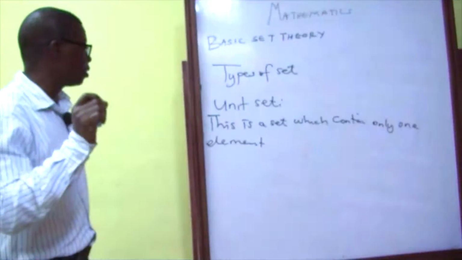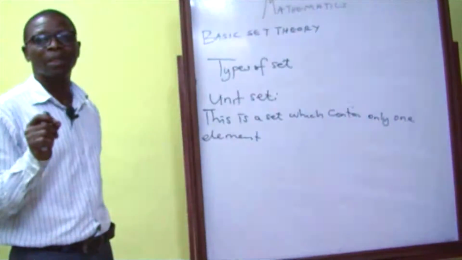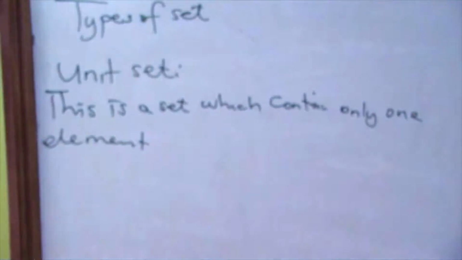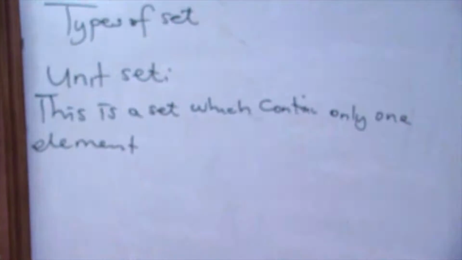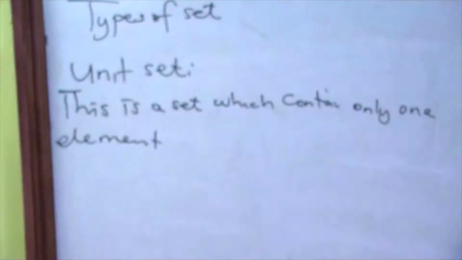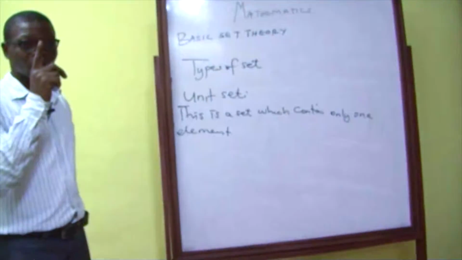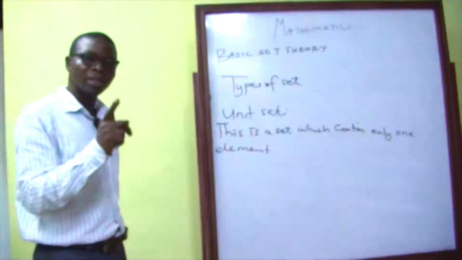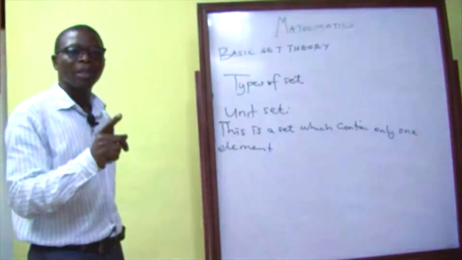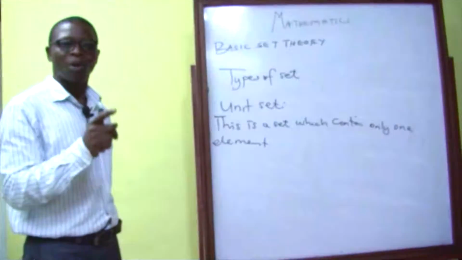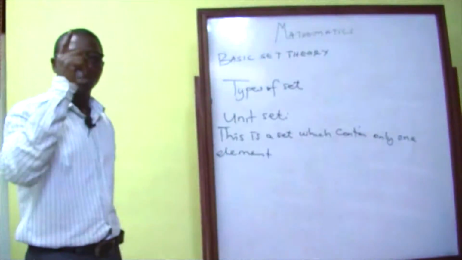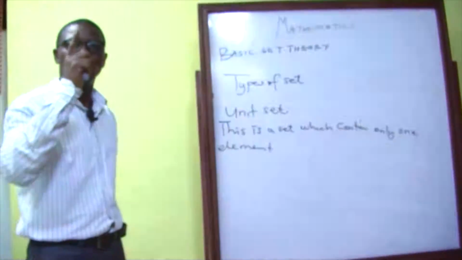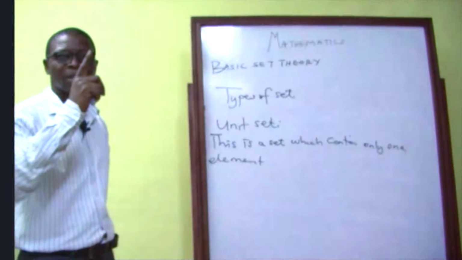This is a set which contains only one element. Can you think of any? In Nigeria, how many presidents do we have? We have just one president. It means our president is a unit set. In fact, unit means one. In every state of Nigeria, maybe Africa, there's only one governor in a state. So the governor is an example of a unit set.